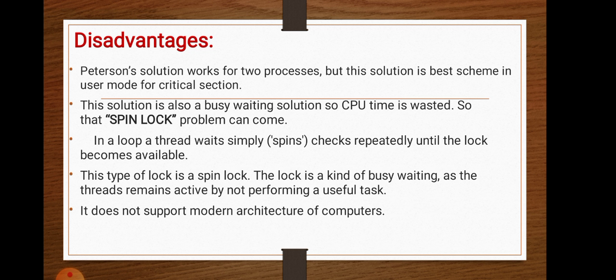So what is a lock here? If one process is already running in the critical section, we say it is locked. That critical section has been locked for that specific process. If another process should enter its critical section, then that lock should be released or unlocked. This type of lock is nothing but a spin lock, which is a busy waiting, you can say.